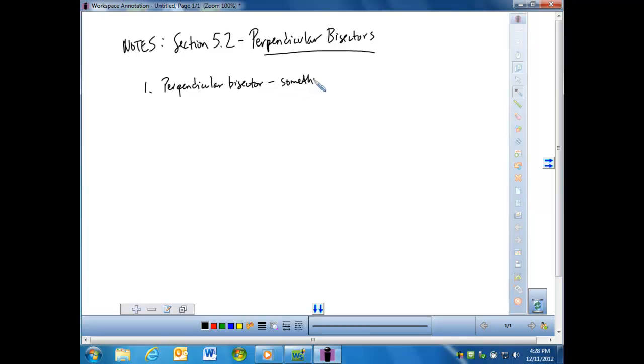So, definition of perpendicular bisector. A perpendicular bisector is something that is perpendicular to a segment, that's kind of obvious, and it contains the segment's midpoint. So it bisects it, cuts it into two equal parts. So here's a little example of that. There's our segment. To be a perpendicular bisector, we've got to make sure that it is perpendicular and that those two parts are congruent. We'll talk more about this picture in just a little bit.